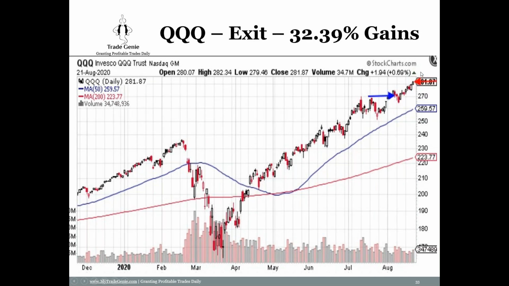So 3 days of pullback and then it took off. Closed at 281. So now we are looking for an entry on a pullback. If a pullback occurs, and I'm expecting the market, NASDAQ, to go higher, even higher and higher. So QQQ will go on. So I'm just looking for the pullback in QQQ to go long. So this is our index option service.